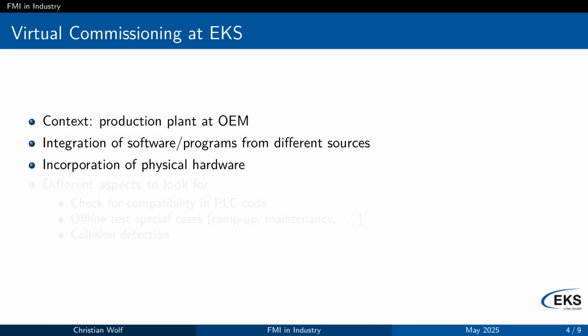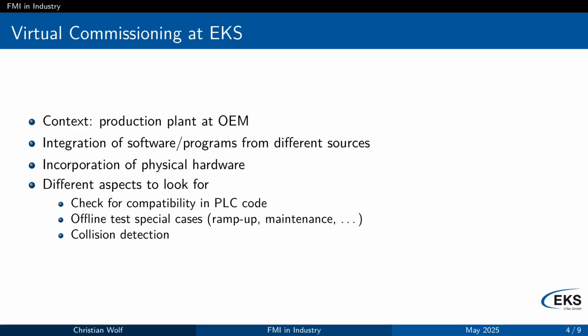At EKS, we are doing virtual commissioning as one part of our daily job. So we are in the context of a production plant of a big player, and we have some software and some programs from different sources all over the automation system process, and we want to incorporate all this software and include some physical hardware, or some virtualized physical hardware is also possible, and to check if it works together or if it will just break the complete system.